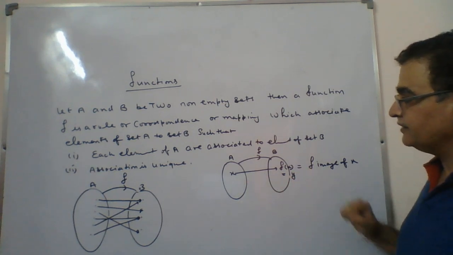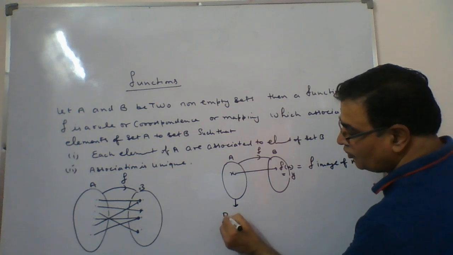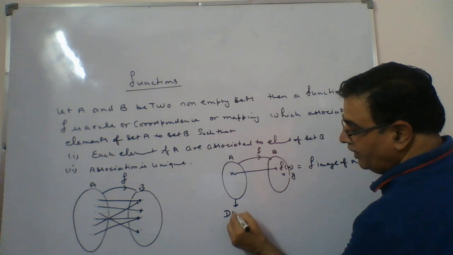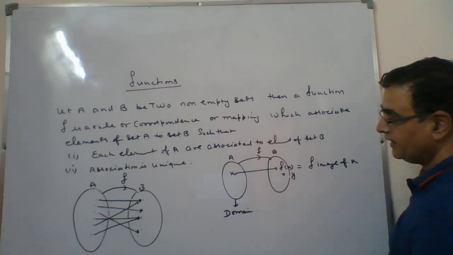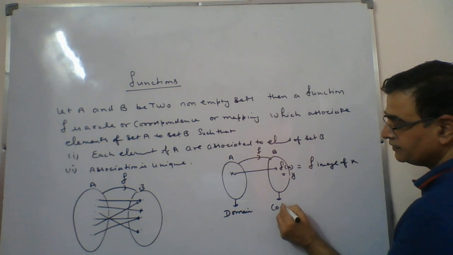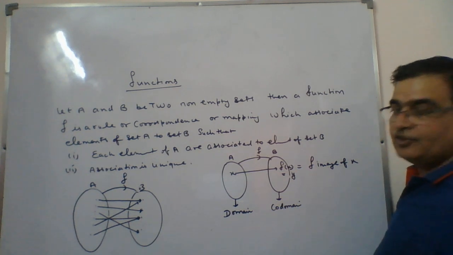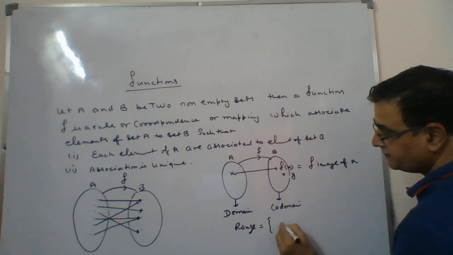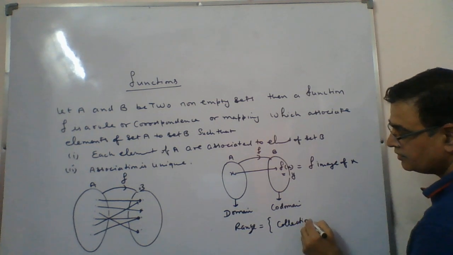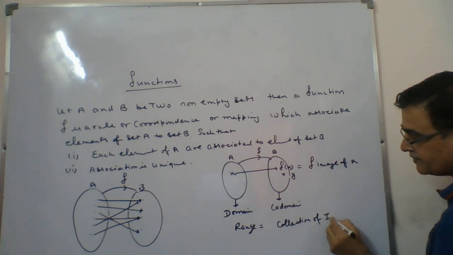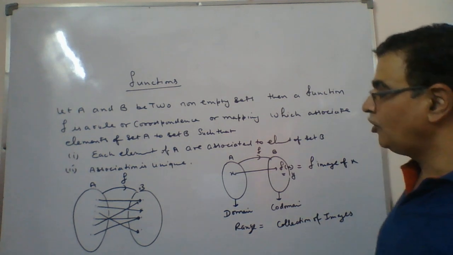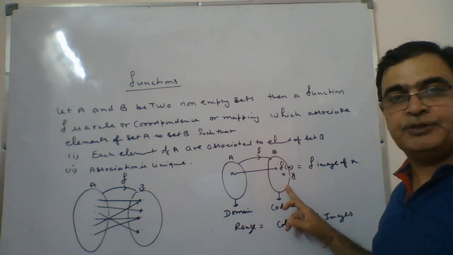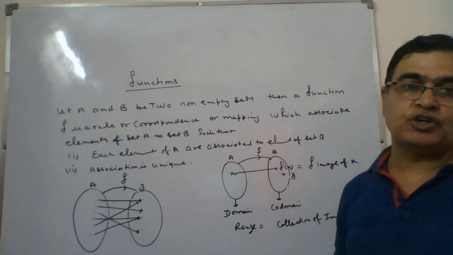Now one more thing: the first set we always call the domain of the function. The second set, as I told earlier also, is the codomain. And then comes range. Range means the collection of images. This will be called the range of the function. So in this case, domain will always be the first set, codomain will be the second set, and range will be the collection of images.